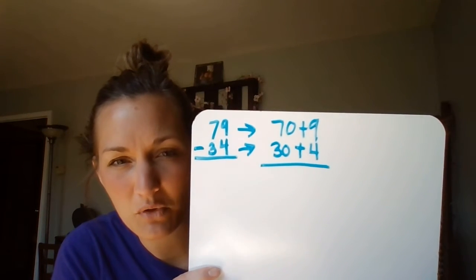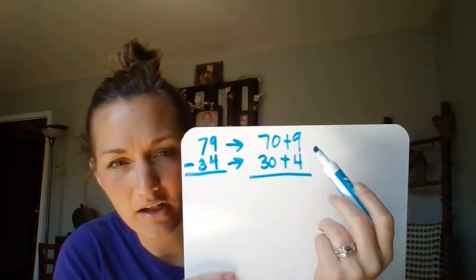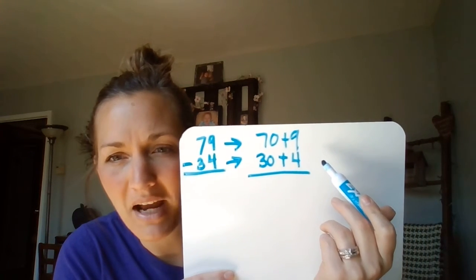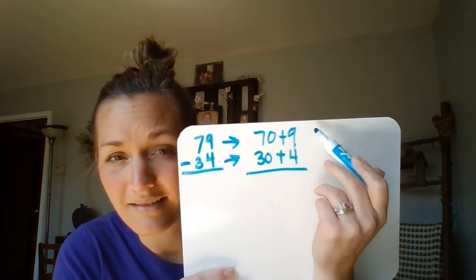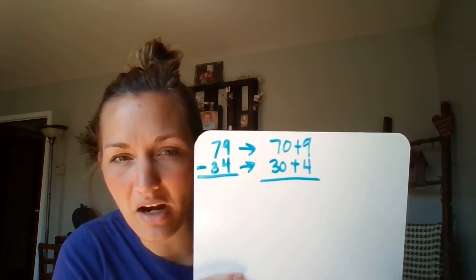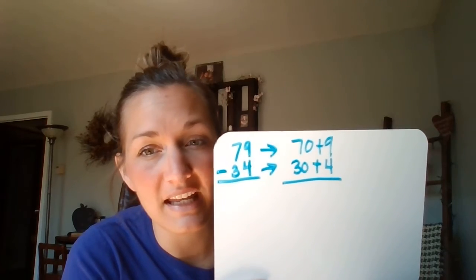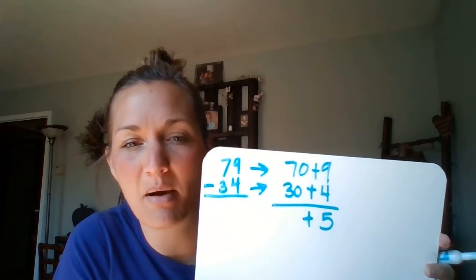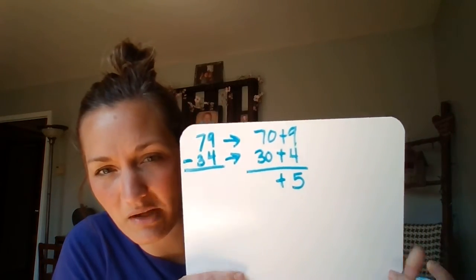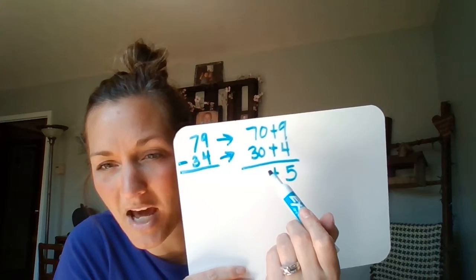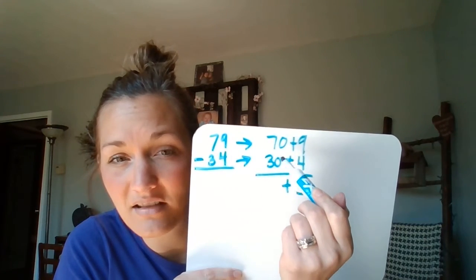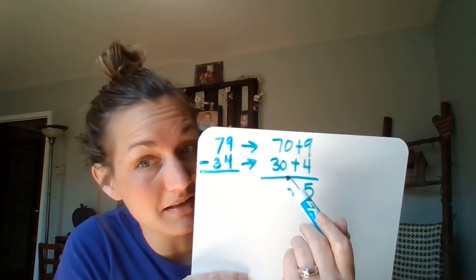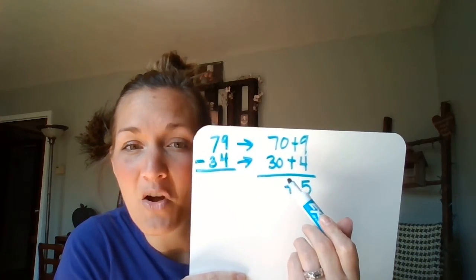Now we are going to subtract. So we look at our ones digit, 9 minus 4, okay? 9 is larger than 4, so we can subtract. So 9 minus 4 is 5. So we're going to put that there. Now we're going to subtract our tens spot. So we have 70 minus 30. Once again, our top number is larger than our bottom number, so we can subtract. 70 minus 30 is 40.